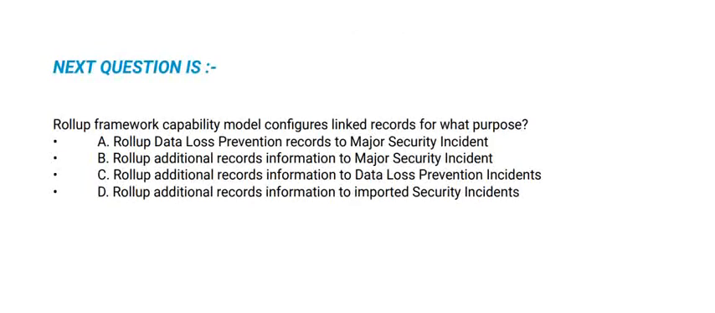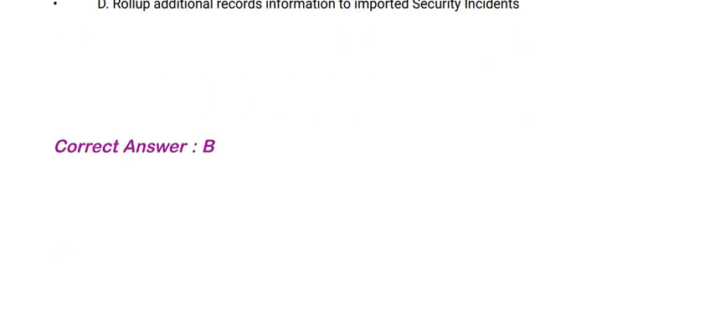Next question is, roll-up framework capability model configures linked records for what purpose? Options are option A, roll-up data loss prevention records to measure security incident. Option B, roll-up additional records information to measure security incident. Option C, roll-up additional records information to data loss prevention incidents. And option D, roll-up additional records information to import security incidents. The correct option is option B.